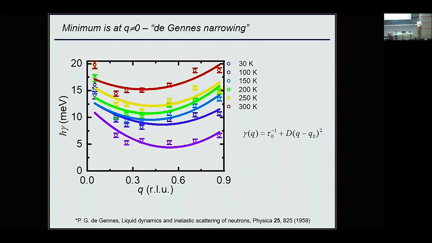Hi, Peter. Is Q not isotropic? If you look in, say, the diagonal direction, do you also see this minimum? I don't know. We did take diagonal data, but the data aren't good enough. The continuum itself, if you look at the high energy part, that's isotropic. But I don't know about this part.